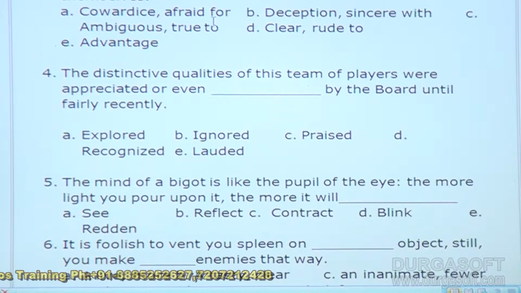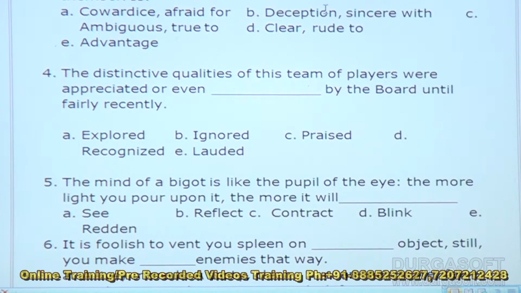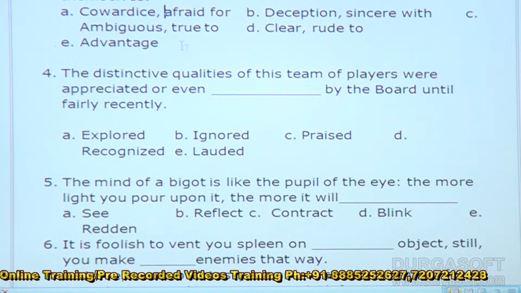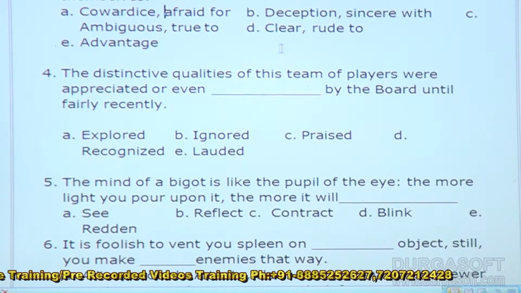Afraid and cowardice are both synonyms. It is not acceptable. Ambiguous, true: it is only to the vain that all is vanity and all is ambiguous, only to those who have never been true to themselves. Most appropriate answer also, but the very close answer is deception and sincere with. Clear route to advantage, these are avoided.